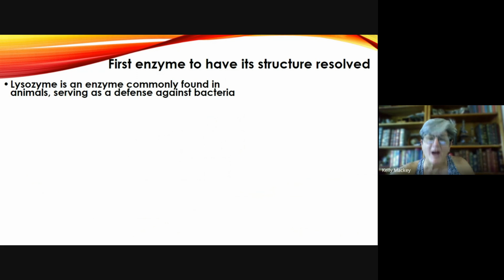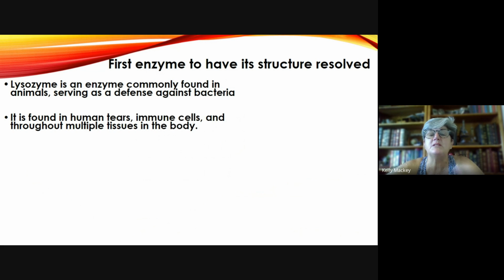Lysozyme was the first enzyme to have its structure resolved. It is an enzyme commonly found in animals, and it serves as a defense against bacteria. So lysozyme is a catch-all word. To lyse means to split, and zyme is the suffix that you would put at the end of any kind of enzyme. It basically breaks up different things, and I'm not sure if it's the cells of the protein. I think the cells of the bacteria. And it provides a defense mechanism.